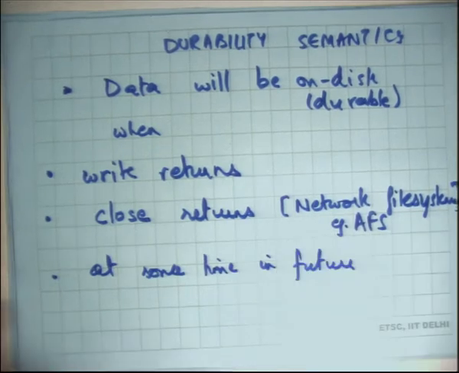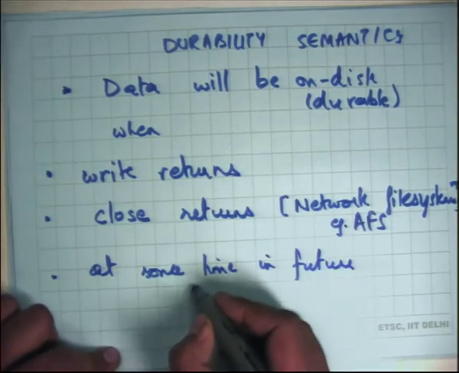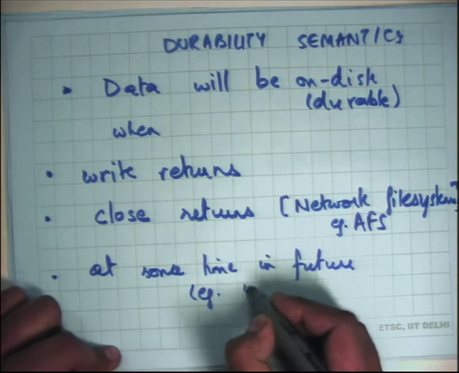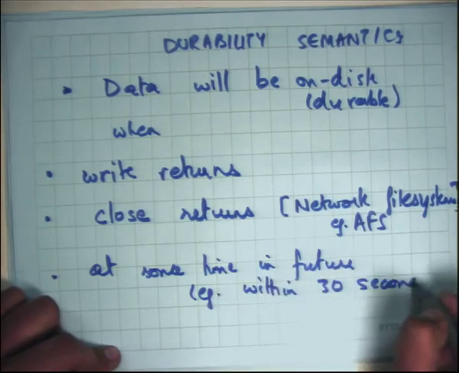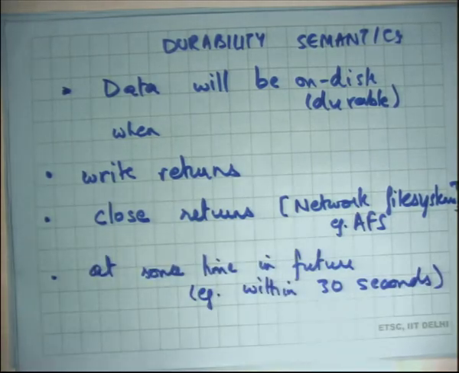So no guarantees, let's say within 30 seconds. The write may return, the close may return, but there is no guarantee that the data is actually on disk. The only guarantee is that within some bounded time, let's say 30 seconds, your data will be on disk. But if there is a power failure within 30 seconds, there is no guarantee. So this has the highest performance.